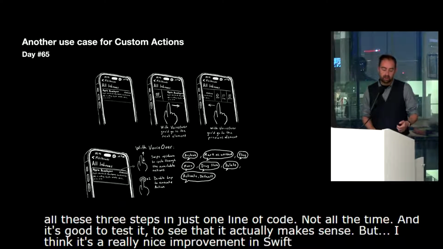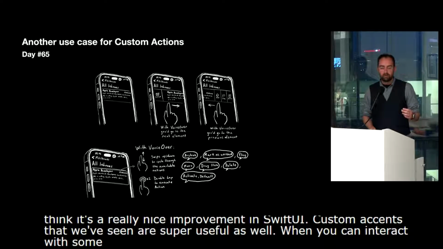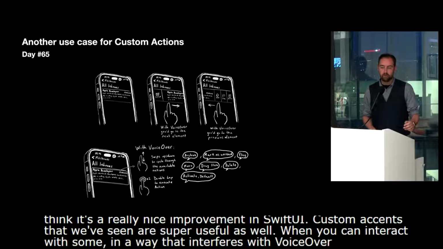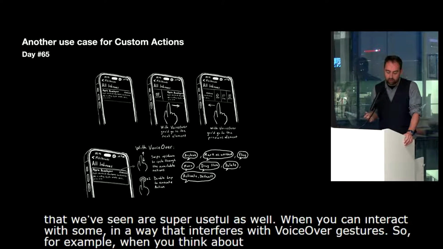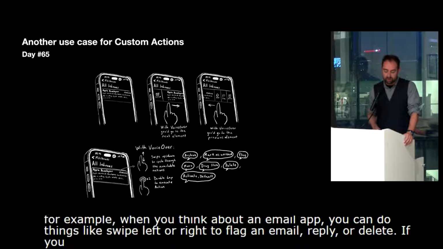Custom actions that we've seen are super useful as well when you can interact with something in a way that interferes with VoiceOver gestures. For example, when you think about the Mail app, you can swipe right or left to do things like flag an email or reply or delete. If you do that with VoiceOver, you're going to go to the previous element or the next element instead. So you can put those actions in custom actions.